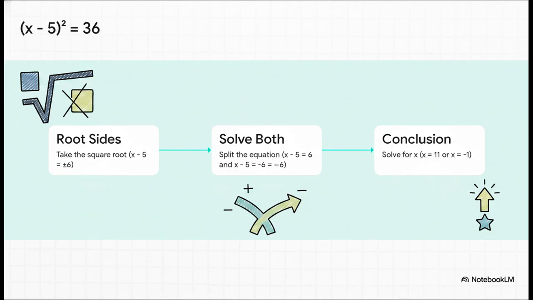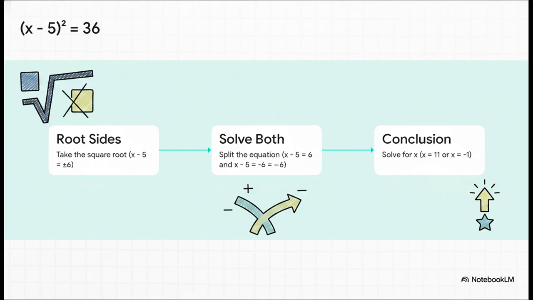Let's solve (x minus 5) squared equals 36. Now, the absolutely critical rule here is that you must take the root of the entire group first. So, step 1, take the square root of both sides. The square root cancels out the square on the left, leaving us with just x minus 5. On the right, the square root of 36 gives us plus or minus 6.